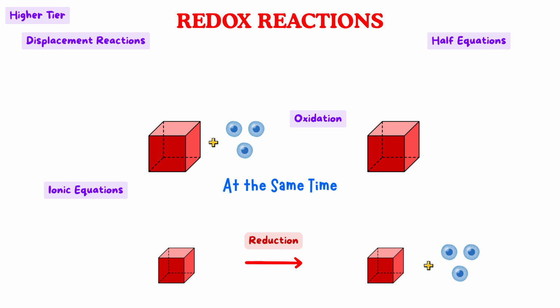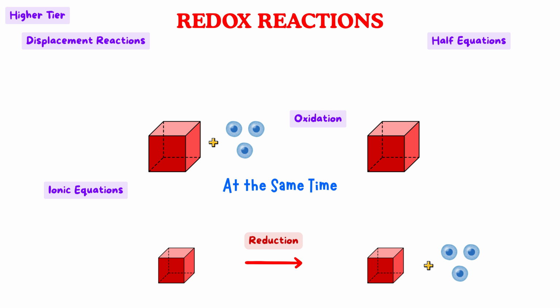In today's video, we're going to explore redox reactions, which are chemical processes where both oxidation and reduction occur simultaneously. To understand these reactions thoroughly, we will examine displacement reactions, ionic equations, and half equations.